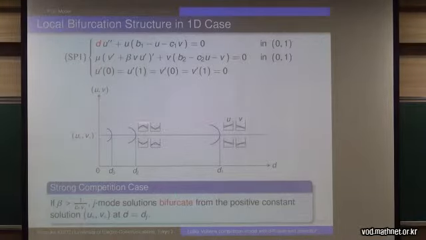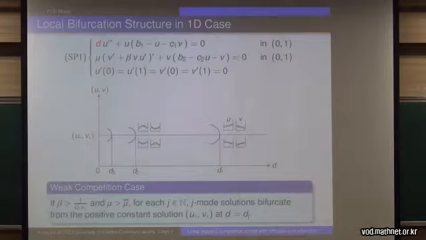And at the second bifurcation point, a two-mode solution bifurcates from the positive constant solution like this. This is the strong competition case. In the weak competition case, for example, the stability structure wholly changes, but if beta is larger than this number and mu is large enough, we can draw a similar bifurcation diagram. So here, recall our first L infinity a priori estimate.